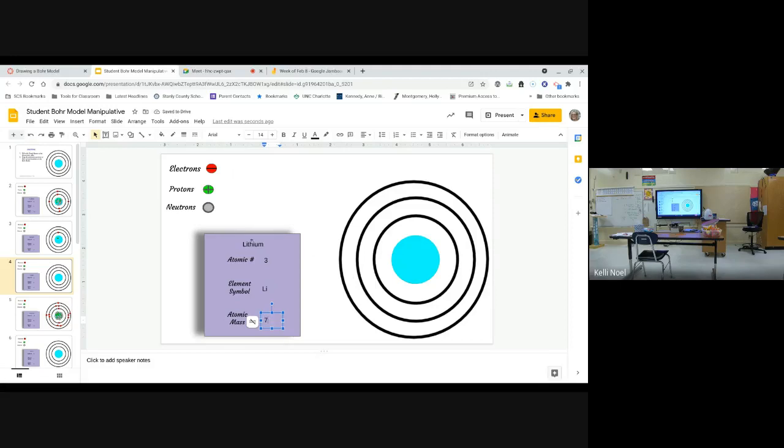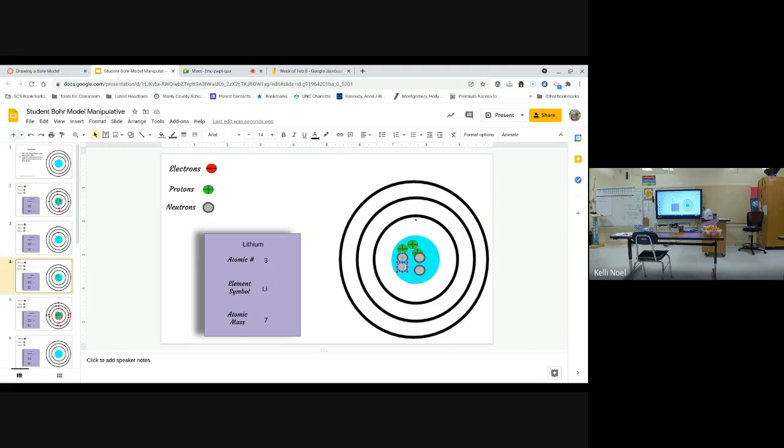So we're going to start with the protons, the atomic number, so you're going to have 3. And then 7 minus 3 is 4. So you're going to have 4 neutrons. I'm still not understanding how you do the electrons, like how many.